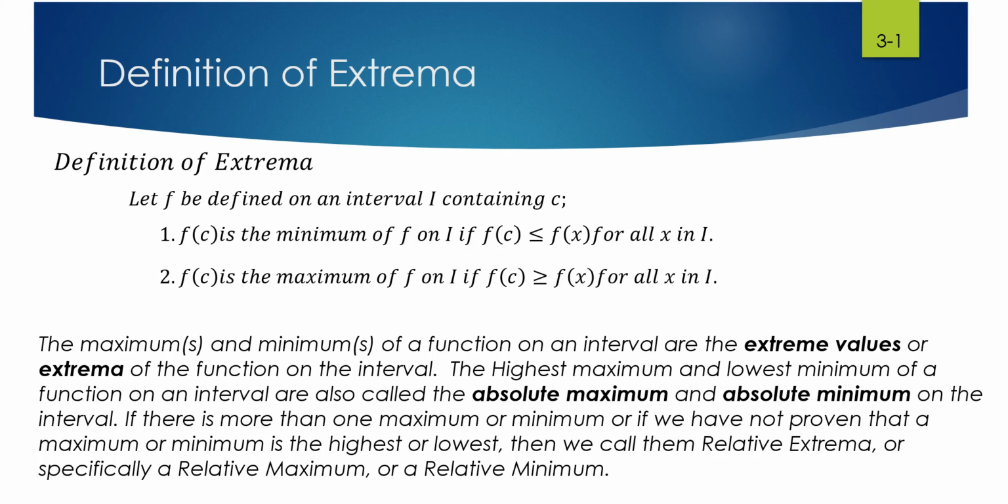But it basically is telling you about the highest y value, which would be your maximum. If you know it's your highest y value, it's your absolute maximum, and your lowest y value. If you know that it's your lowest y value, then it's your absolute minimum. If we are unsure, or if there are many maxes and mins, and we have not proven that it's the highest high or the lowest low, then we give them the category of relative extrema, relative maximums and relative minimums.